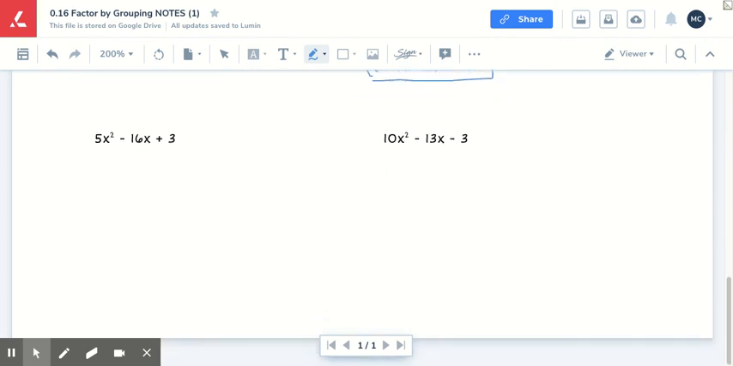Okay, there are two more examples here at the bottom, and I'd like for you to go ahead and try these. So at this time, you need to pause the video and try these two problems, and then come back and see how you did.